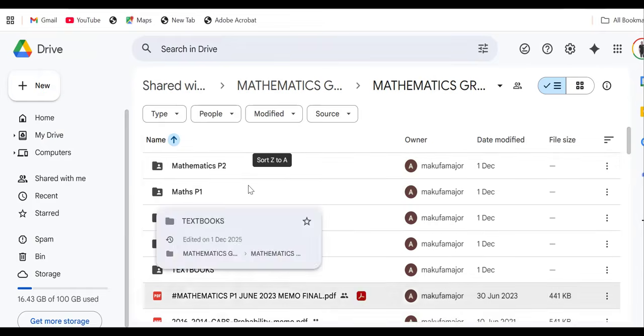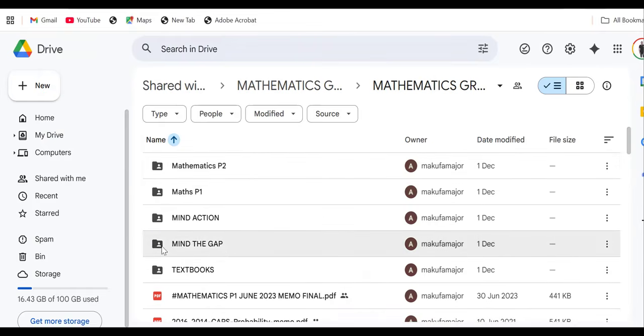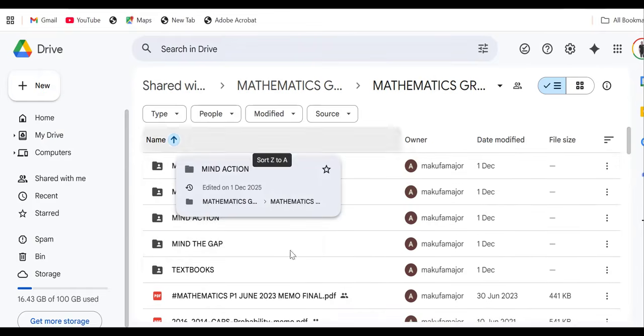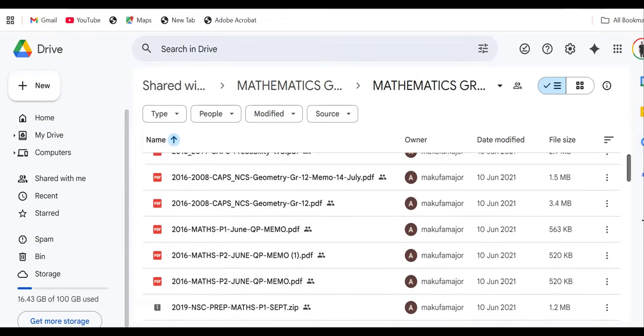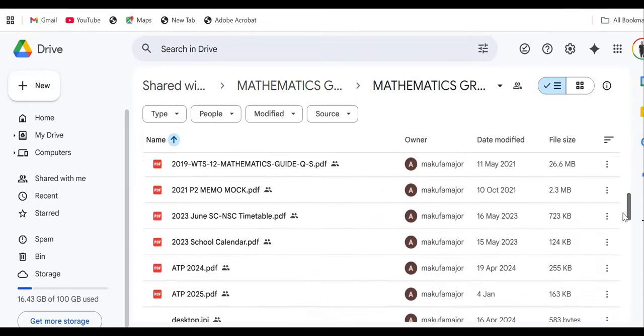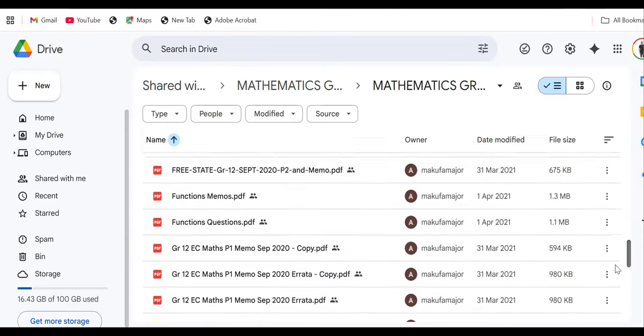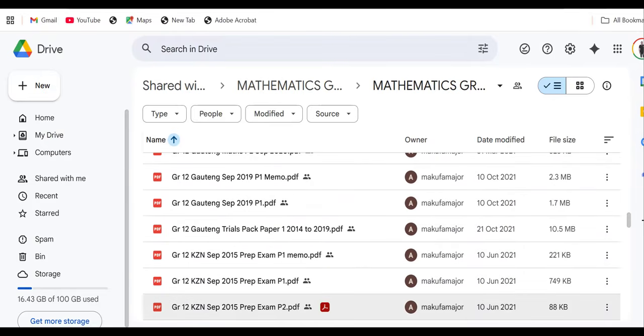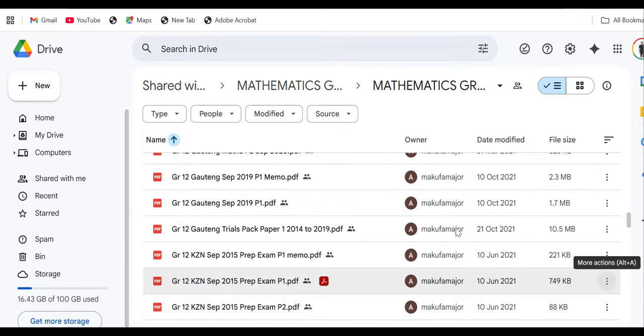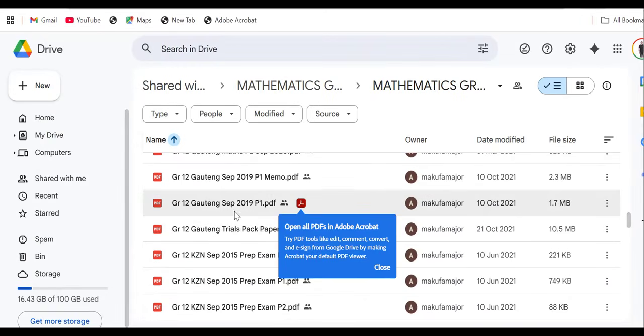There are textbooks, there are question papers. These are the ones that I have. So if there's anything that I get, I'm going to add it on the drive. So you can go through that, check whatever you want, and download, because I have given you guys the access to download anything. For an example, I can press here. This is KZN 2015. This is Gauteng 2019 September.